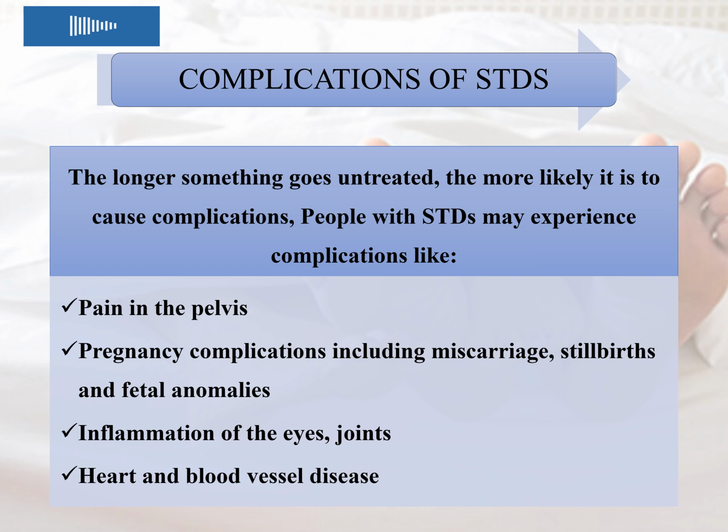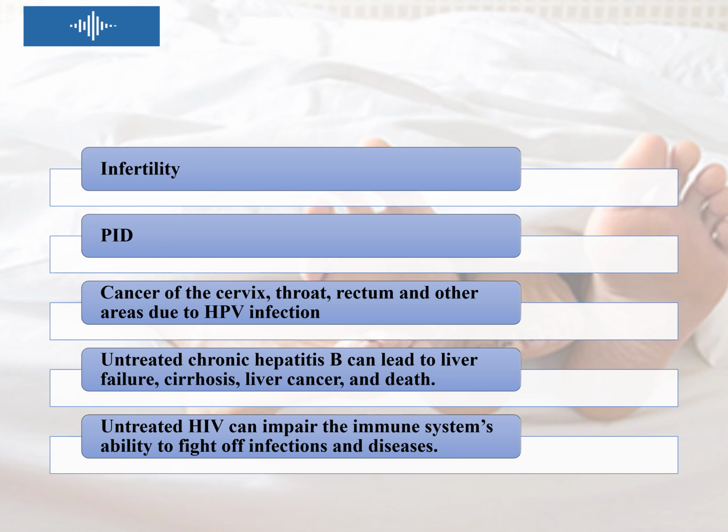The longer something goes untreated, the more likely it is to cause complications. People with STDs may experience complications like pain in the pelvis, pregnancy complications including miscarriage, stillbirth, and fetal anomalies, inflammation of the eye, and heart and blood vessel diseases. Other complications are infertility, pelvic inflammatory disease, and cancer of the cervix, throat, rectum, and other areas due to human papillomavirus infection. Untreated chronic hepatitis B can lead to liver failure.